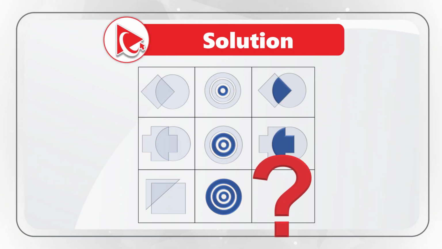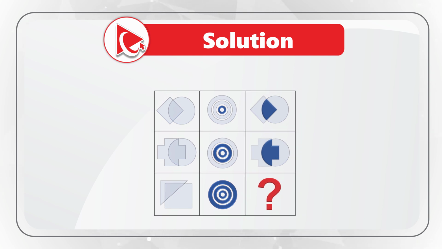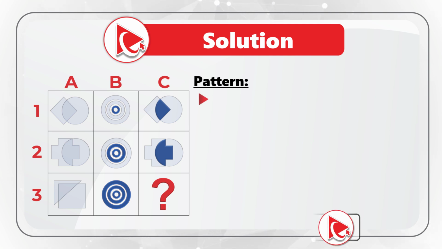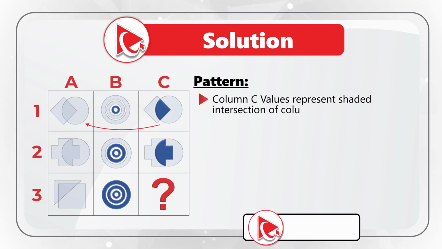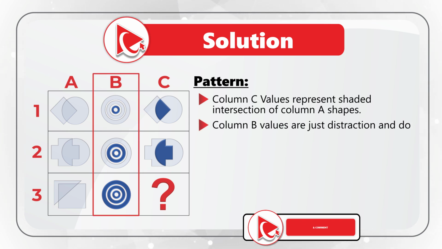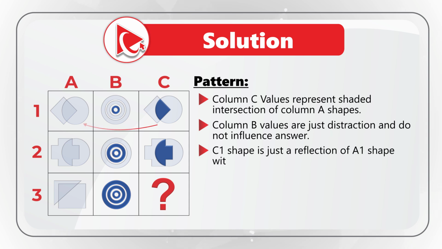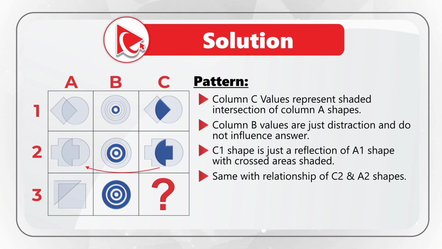Let me first add some references to the matrix. We will name columns A, B, and C, and we will name rows 1, 2, and 3. And you probably noticed here, but column C values represent the shaded intersection of column A shapes. And considering this, column B values are just a distraction and do not influence the answer in any way. For example, the C1 shape is just a reflection of the A1 shape with the crossed shaded areas. Same with the relationship between the C2 and A2 shapes.